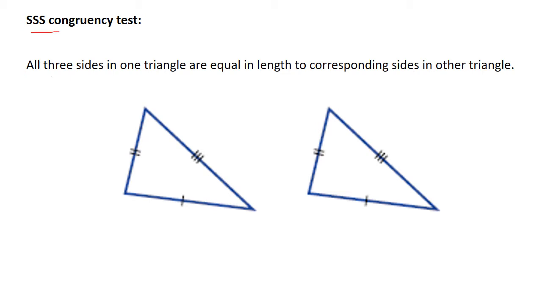So basically, if all three sides in one triangle are equal to the corresponding sides in the other triangle, then both triangles are congruent. And we could write that these two triangles are congruent because this side is the same as this side. Okay, and we've identified that with our notch. This side is the same as this side, it's the same length, we could measure that. And this side is the same as this side. Okay, so all three sides are equal in length to the corresponding sides in the other triangle, meaning that both triangles are congruent.